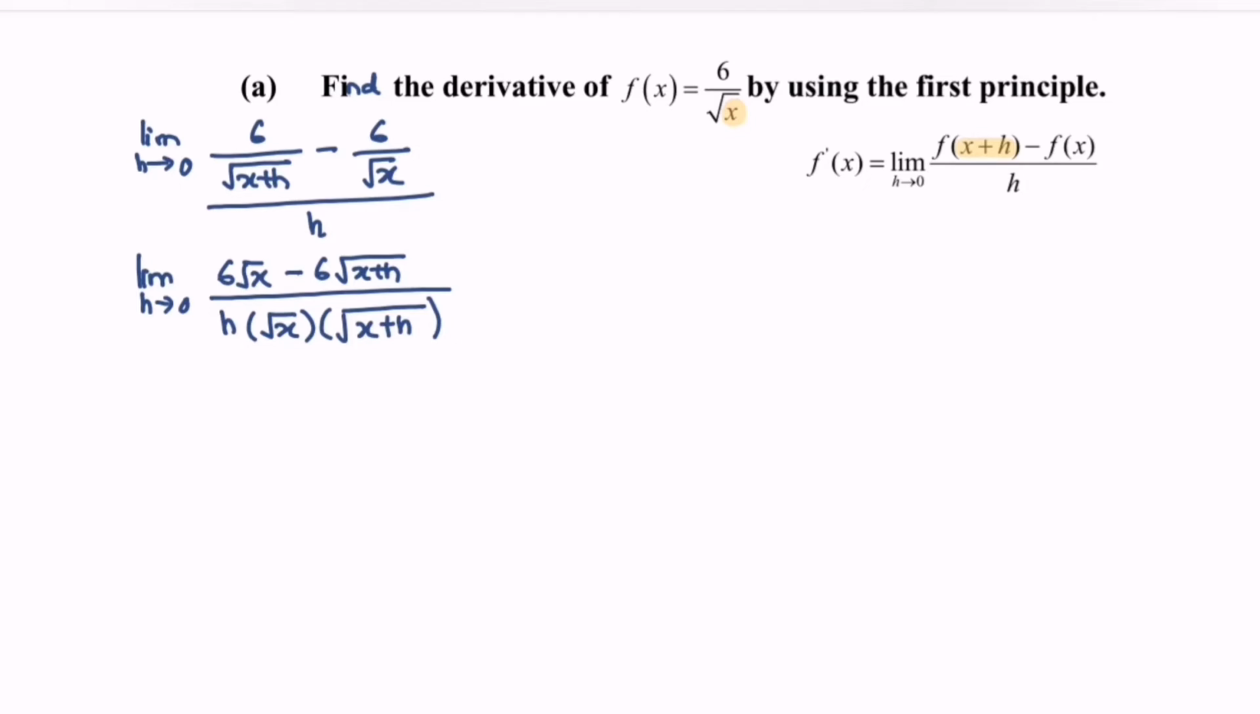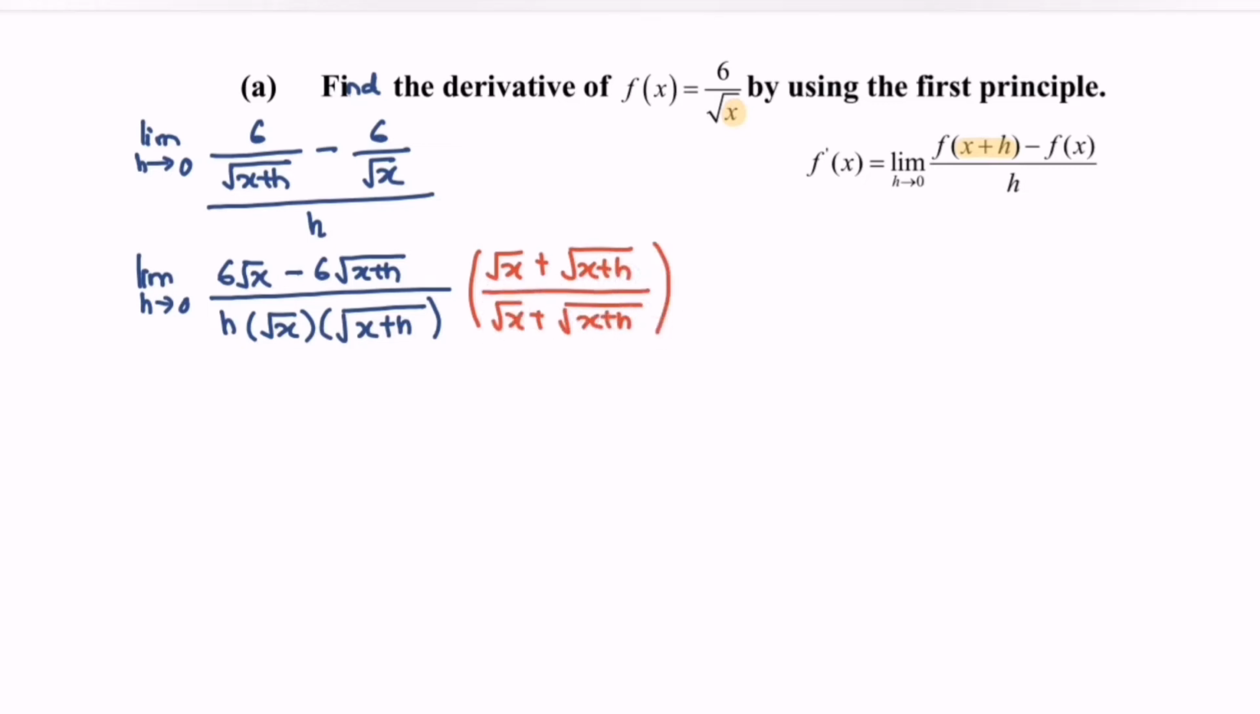There are 3 types of strategy that can be used in order to solve this kind of situation. Number 1, multiply by the conjugate. Number 2, factorize the situation. Number 3, long division. For this question, my suggestion would be to multiply by the conjugate, where we have square root of x plus square root of (x + h).